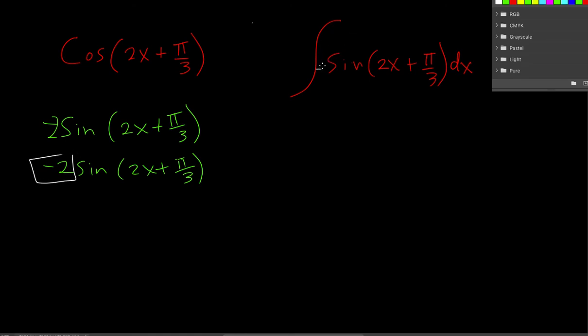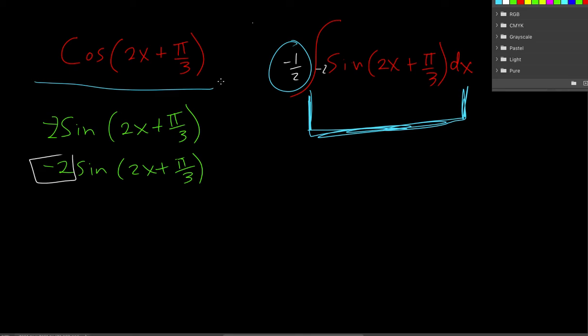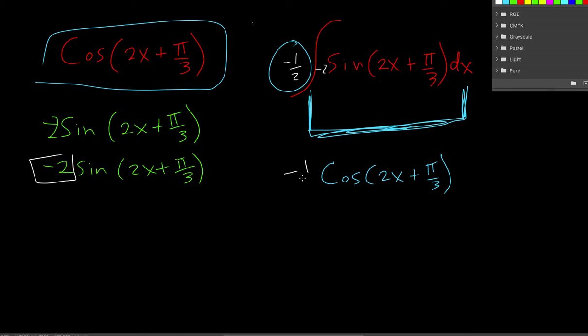So if we put a negative 2 in there and then cancel a negative 2 with a negative 1/2, we can take the integral. Okay, so everything except for this negative 1/2 is going to become this. So cosine of 2x plus pi thirds, and then I have a negative 1/2 out in front, and that's really all we can do.